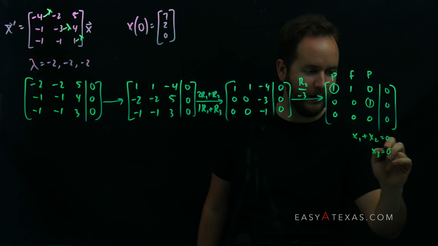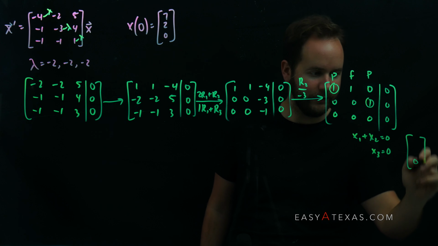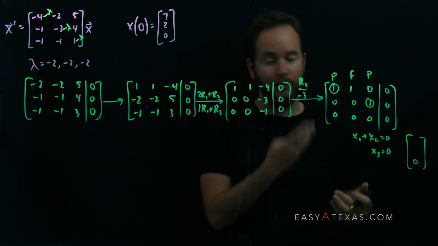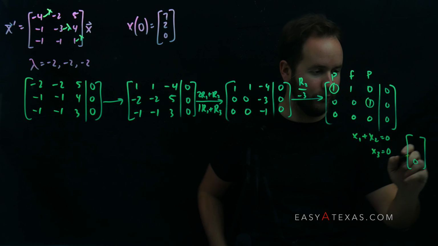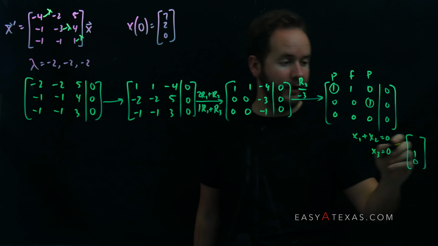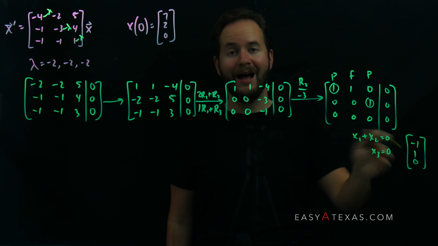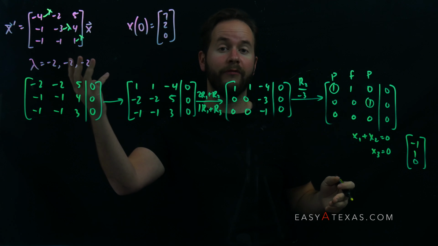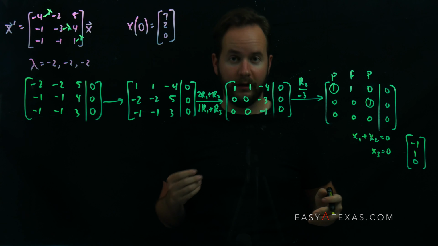So I have x1 plus x2 equals 0, and this last row reads x3 equals 0. Now x3 is 0 by default, so we're just going to put that in our eigenvector. However, I have x1 plus x2 equals 0, and I can choose whatever I want for my free variable. I tend to let my free variable, which is x2, equal 1, and if I solve for x1 from there, I get -1. This is my first eigenvector, but of course, I need 2 more, because I have a total of 3 repetitions of lambda equals -2.